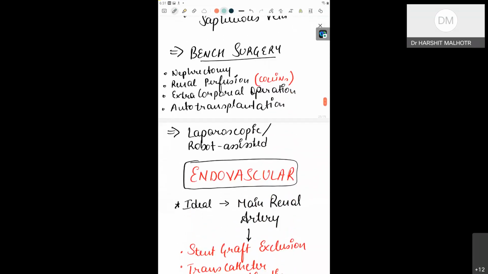Another way of performing all these surgeries nowadays is laparoscopic or robot assisted. Otherwise, what we can do in a case of emergency is we proceed with diagnostic laparoscopy, and then we can further decide what to do. It helps us in marking our incision and proceeding.